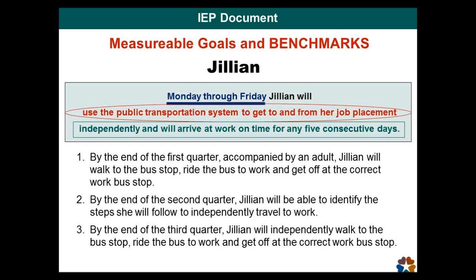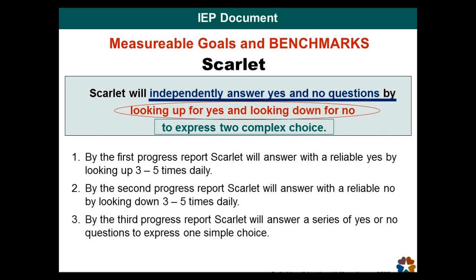So, how do we know when she's able to do this? We're going to know that she's achieved this goal when she's able to do it independently and arriving at work on time for 5 consecutive days. So just think about that. We're going to talk about data collection in just a second, but this is how we're going to know that she's achieved the goal. And so the point of this being a measurable goal is an important one. You have to be able to look at the goal and be able to identify how we will know when a student has achieved that particular goal.